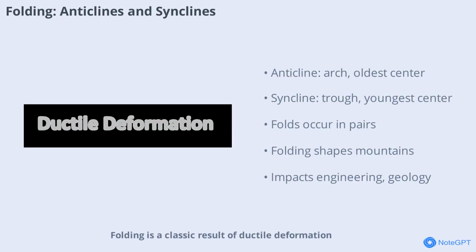Folding is a classic result of ductile deformation, where rock layers are compressed and bend without breaking. Two main types of folds are anticlines and synclines. An anticline forms an arch-like structure with the oldest rocks at its core and limbs dipping away from the center. In contrast, a syncline resembles a trough, with the youngest rocks at its center and limbs dipping inward. These folds often occur in pairs, sharing limbs and creating complex patterns in the Earth's crust.